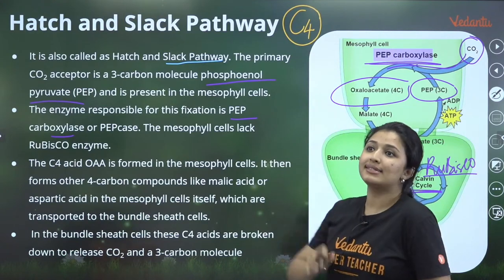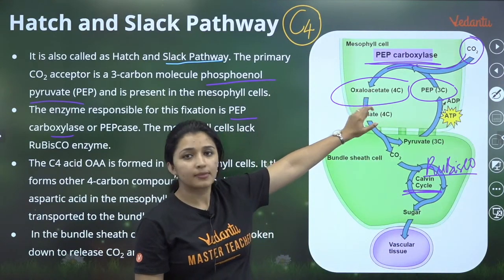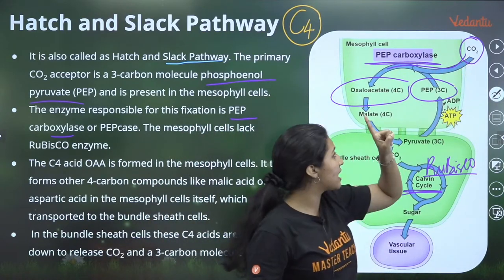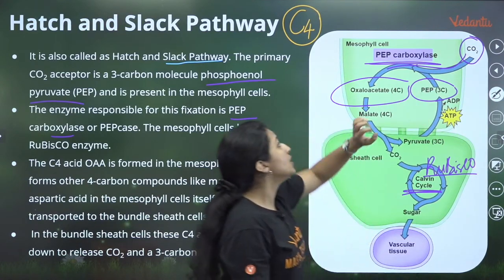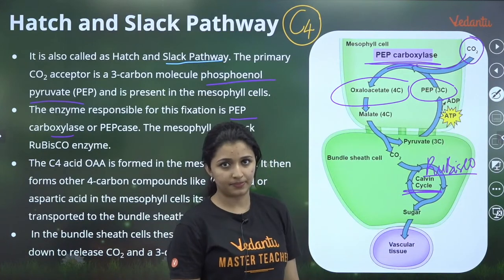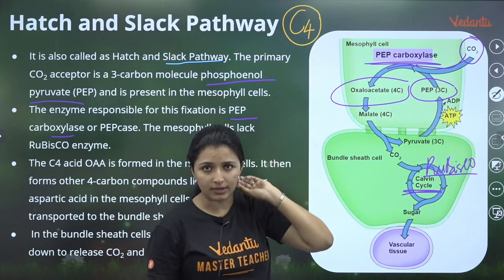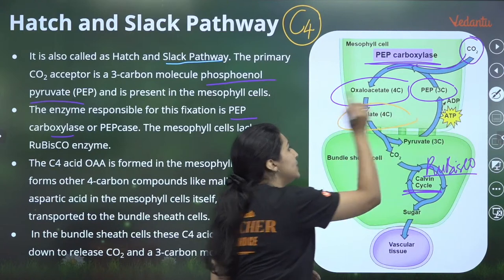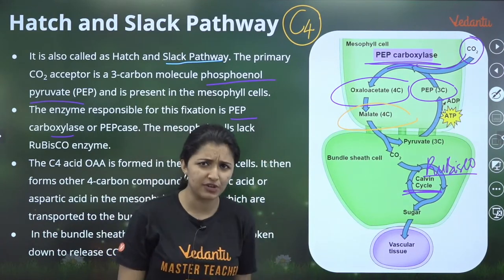Okay, it's called the C4 cycle because of oxaloacetic acid. Here we have carbon dioxide, which is 1-carbon, and PEP, which is the acceptor and has 3 carbons. You fuse them together and make oxaloacetic acid, which is a 4-carbon molecule. Now this oxaloacetic acid will be converted into a very similar molecule called malic acid, which is also 4-carbon. Fine, it doesn't make much of a difference.